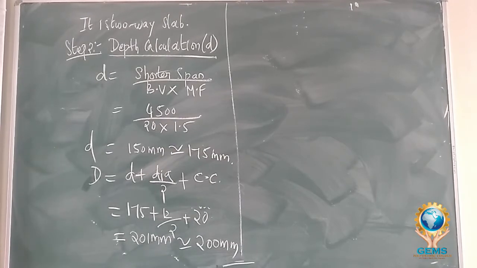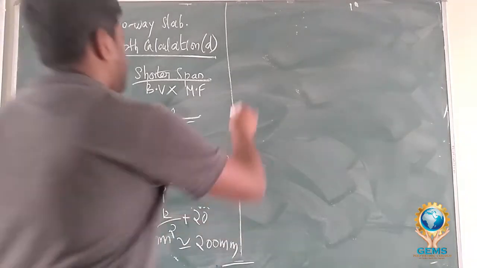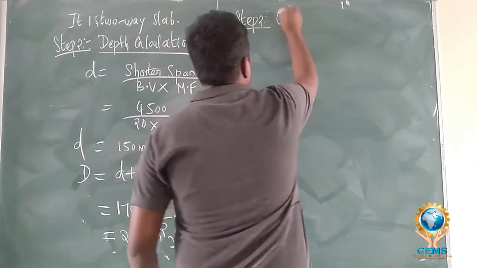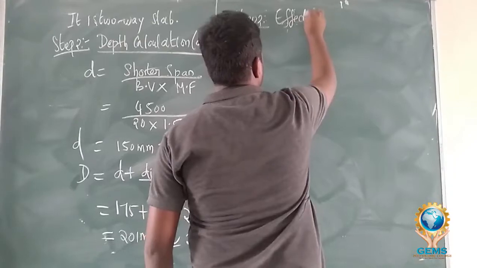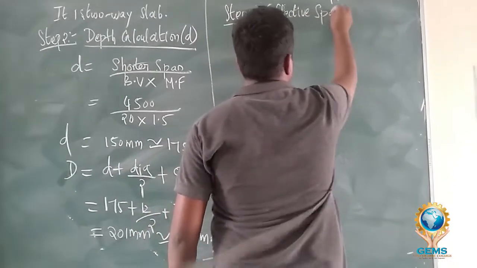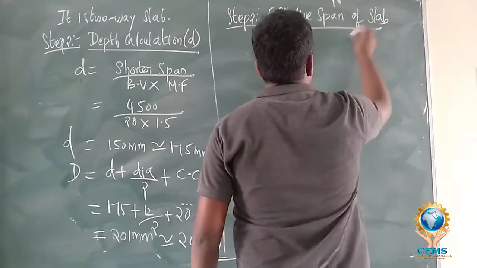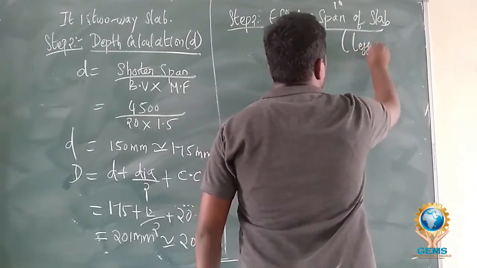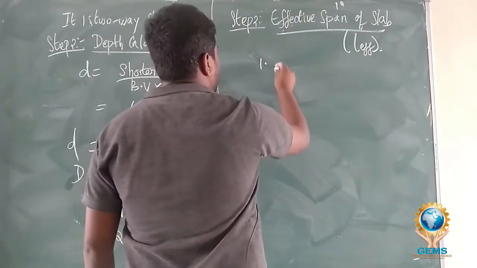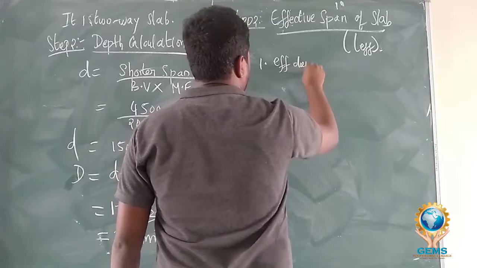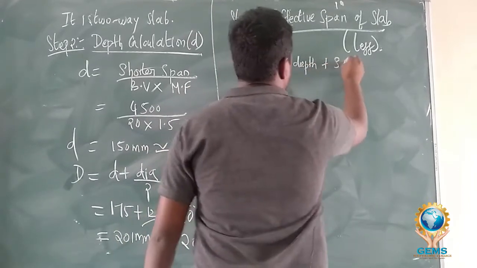Next, step number 2, we are going to calculate the effective span of the slab, that is known as Lef. The first case is the effective depth plus the shorter span.